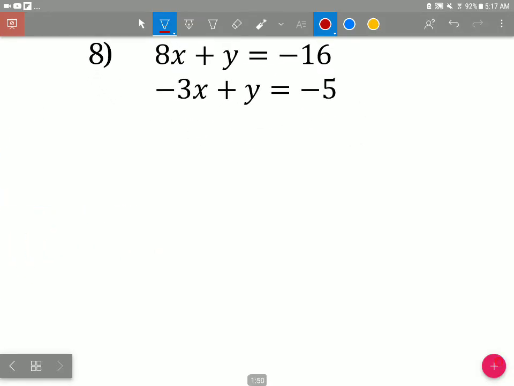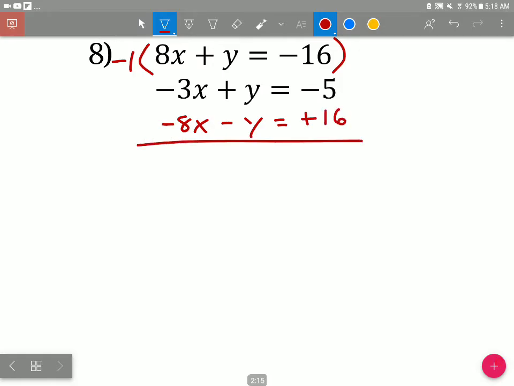Oh, this one's a little bit different, but same idea. You notice how the y's are the same, but their signs are the same too? Well, I need to multiply one of them. It doesn't matter which one, but I'm going to multiply one of them by a negative 1, so that it'll switch the signs. Remember, multiply all the way across. So 8 times negative 1 is negative 8. Y times negative 1 is negative y. Negative 16 times negative 1 is positive 16.